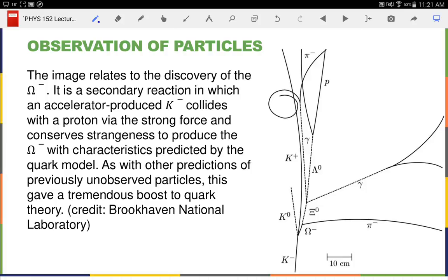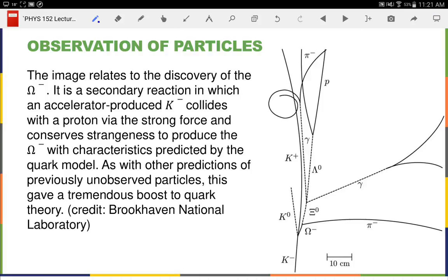How do we know anything about these particles? It comes from observations such as this. This here is actually the observation that led to the identification of the omega minus particle. And they have here a kaon minus that decayed, that dash line for the kaon 0, K0. It's dashed because you don't see it.